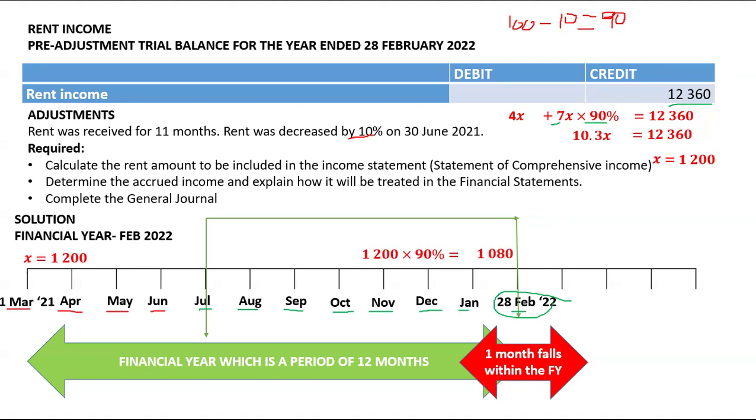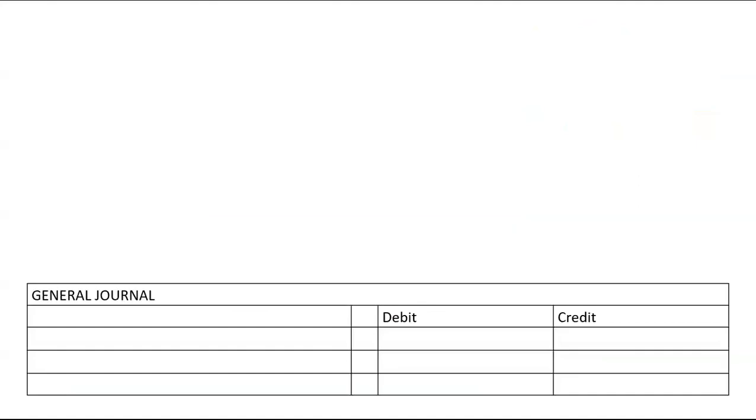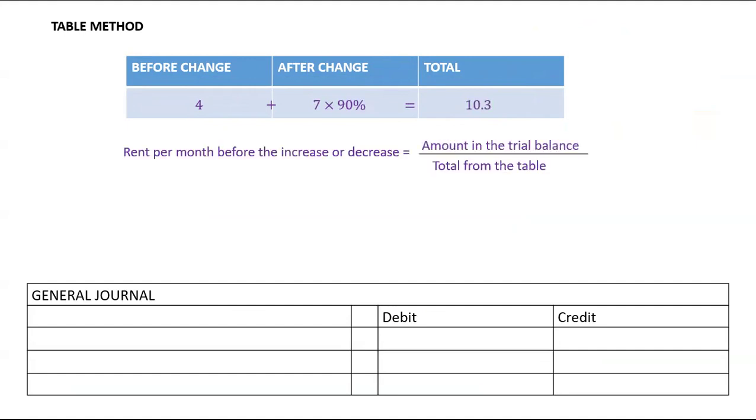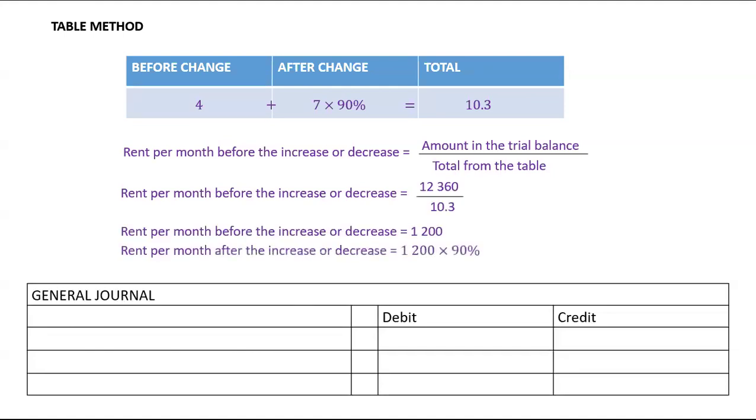Meaning that even for February, we were supposed to have received 1,080, and we're missing it. So that 12,360 is missing 1,080. I am going to show you an alternative method, a table method. With your table method, you will just say 4 plus 7 times 90. You get your total. Then you take your rent that you have in the pre-adjustment trial balance, you divide it by that 10.3, it'll give you the 1,200, and then you decrease it by 10%. It'll give you 1,080.